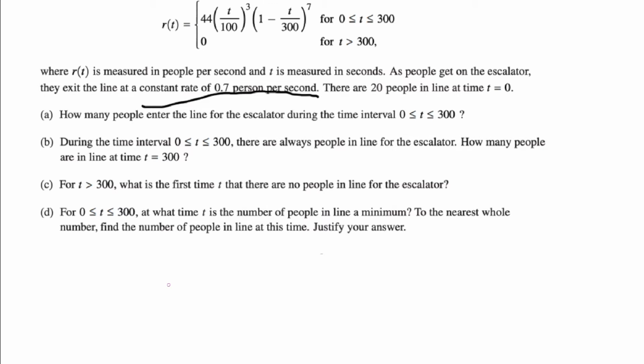So let's look at part A. How many people enter the line for the escalator during the time interval t from 0 to 300? So it's purely concerned with entering. So we want to use just the R of t entering function. Now the units of R of t are what? It's people per second.